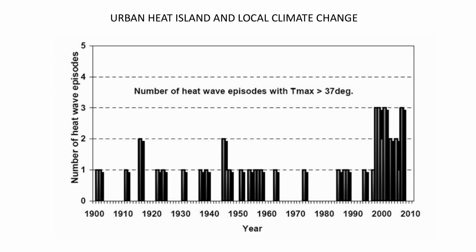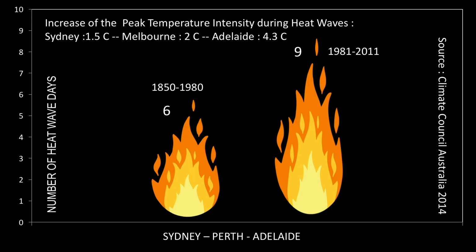And unfortunately, it's not just that. It is also the very high increase of the frequency of heat waves, and you see what is happening during the very last years, and also the duration of the heat waves. For example, the number of days with heat waves in Sydney, in Perth, in Adelaide, between the years 1850 and 1980, was 6 per year. During the last 25 years, there is an increase by 50%. It is 9.